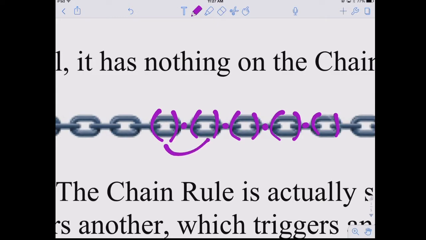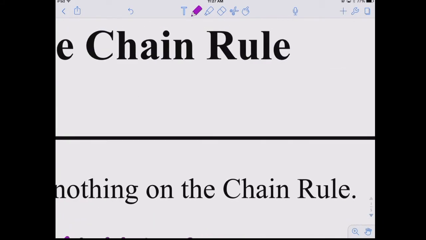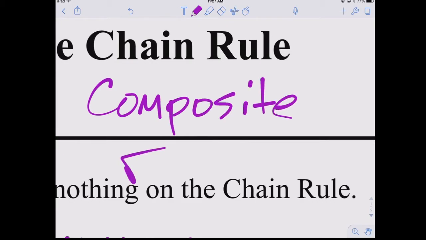This is essentially what the chain rule is. It's going to link together a bunch of factors, a bunch of expressions that are linked together by multiplication. What the chain rule does is it triggers a chain reaction whenever you have a composite function. That's when we're going to use the chain rule.